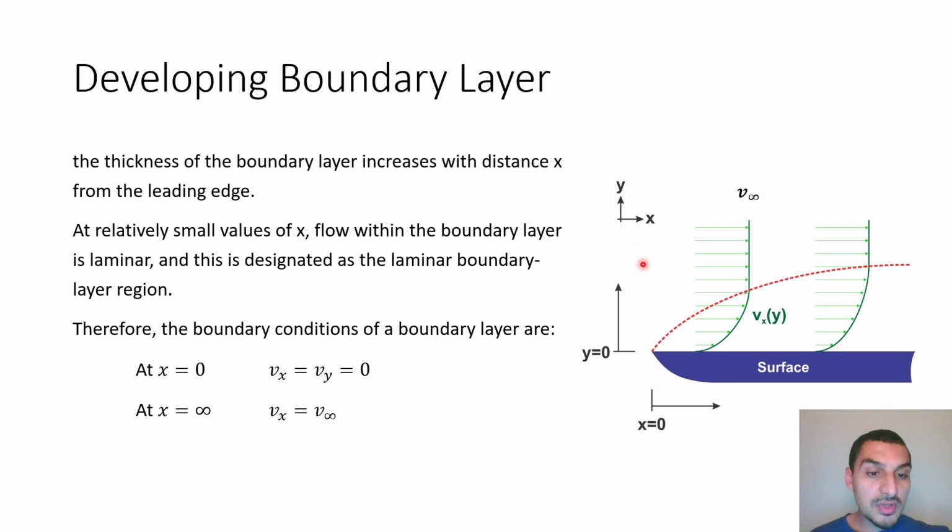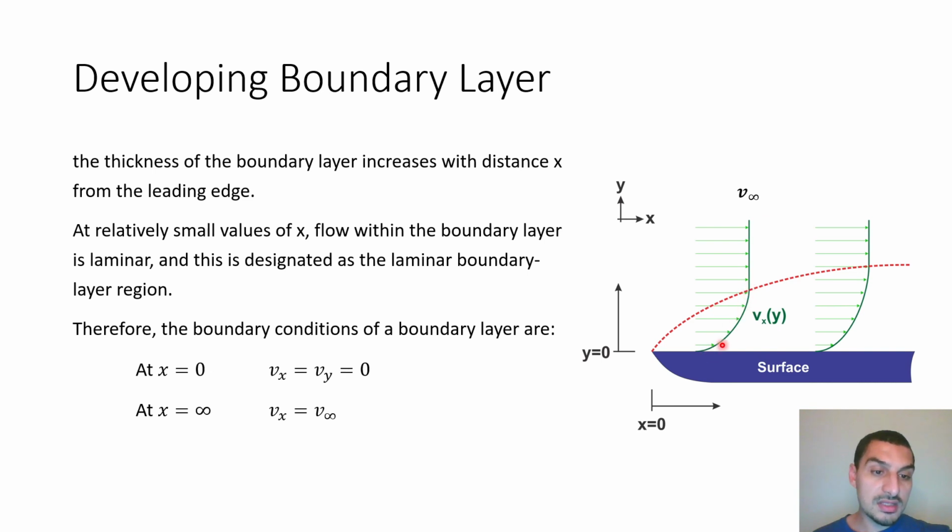Whatever is beyond this boundary layer has the V infinity, but as you see, the thickness of the boundary layer starts to grow. It develops into thicker and thicker thicknesses as we go further from the leading edge. And you see here, this is the velocity profile.